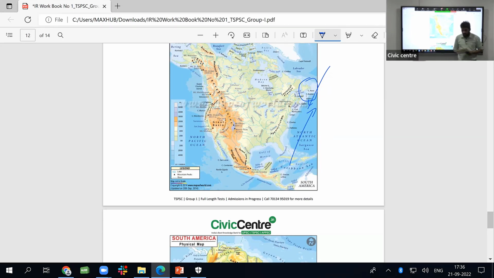Can you locate McKinley Mountain Peak? McKinley. What is the height of McKinley? 6194. Can you look at Death Valley? Near your Gulf of California. Death Valley. Don't confuse between Death Valley and Dead Sea.